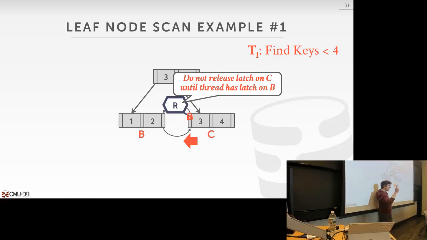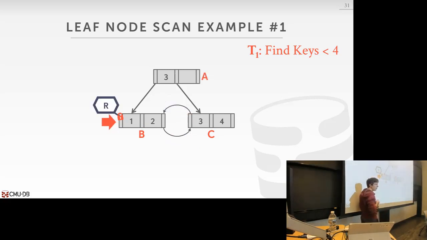So just like before in the case of crabbing, when we want to go horizontally, we don't release the latch that we hold until we acquire the latch that we want. So in this case, in order to get the latch on B, I hold the latch on C. Once I acquire it, then I can swing around and release the latch on C.